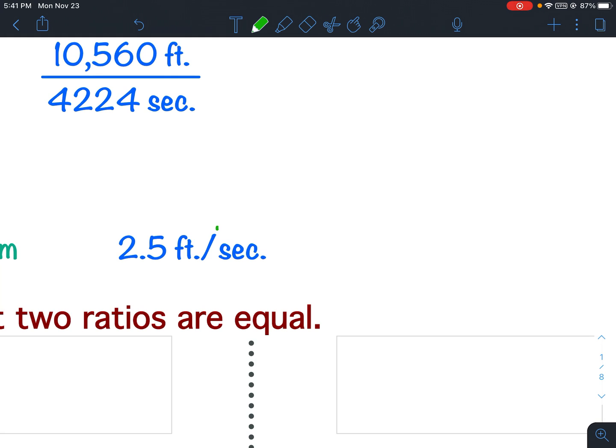All right, so this line, that line means per. That line right there means per. Write that down.